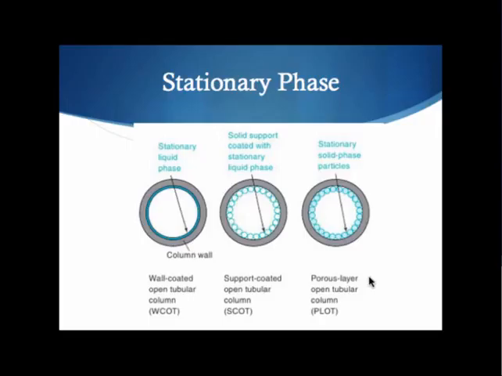So just go ahead and pause the video for a second and take a couple seconds to think about why this is. Okay, so the reason why support-coated open tubular columns can handle larger samples than the wall-coated open tubular columns is because it has a much higher surface area. And so this allows a lot more interaction between the sample and the stationary phase compared to the wall-coated open tubular column, which just has a flat surface on the inside of the column.